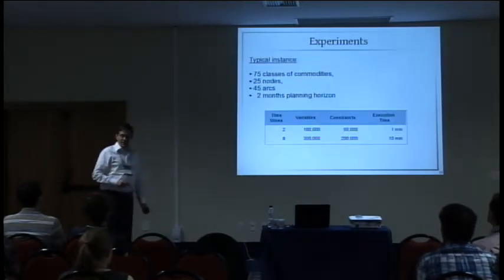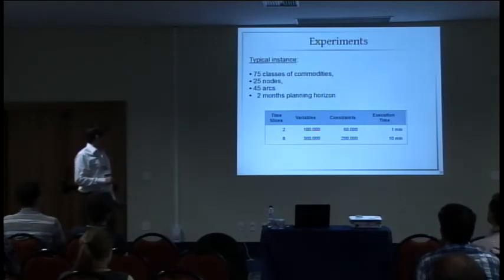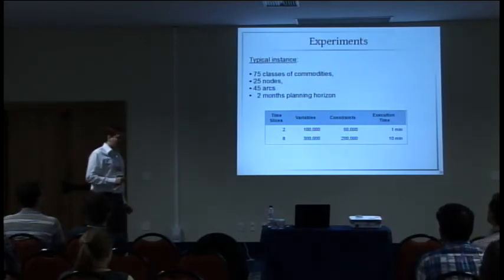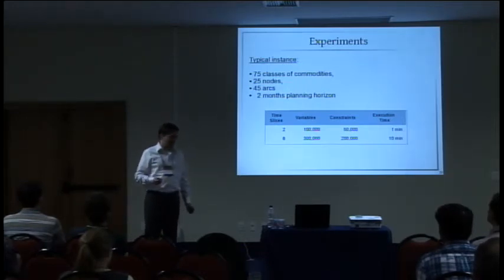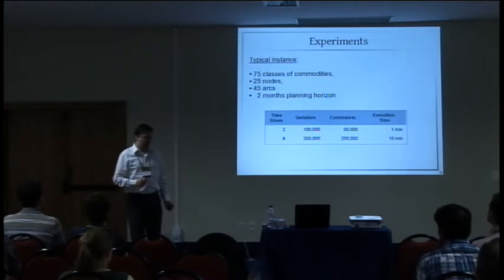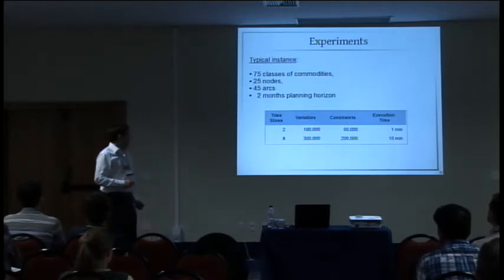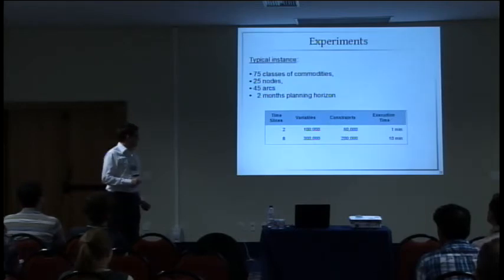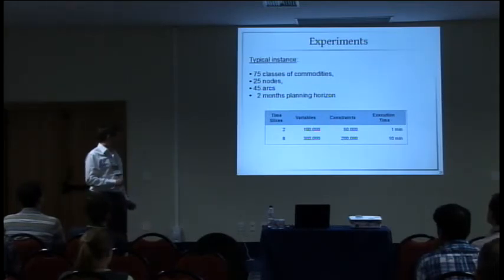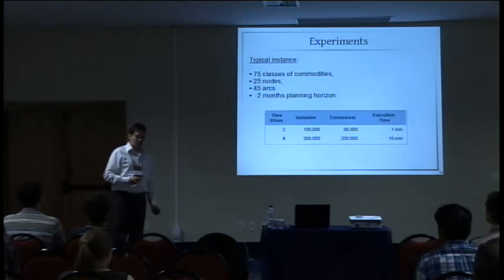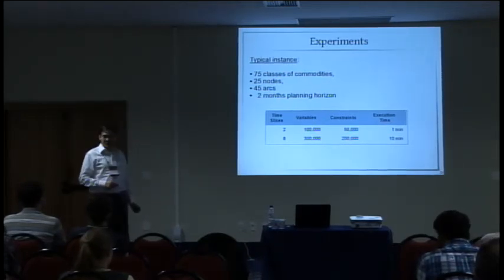Doing some experiments, we saw that for a typical instance with about 75 classes of commodities and 25 nodes or facilities and 45 arcs and a planning horizon of 2 months, if you divide these 2 months into 2 time slices, then it takes about 1 minute to execute. But if the time slice is growing number, and growing number means a better quality of the solution, then execution time increases.